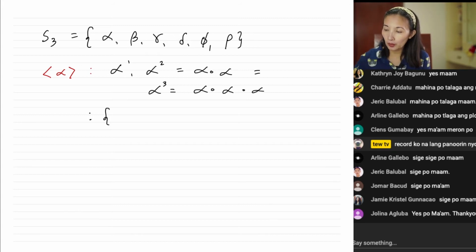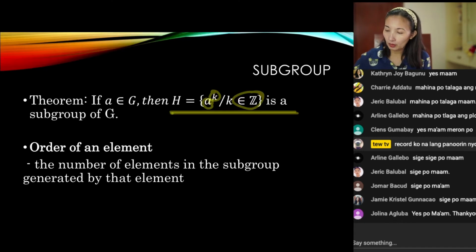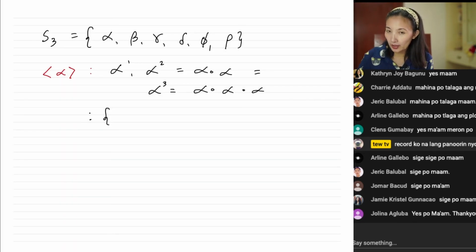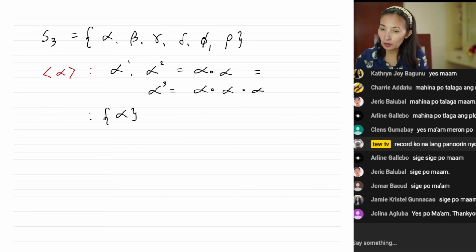Let's go back to our table. Going back, alpha circle alpha is alpha. So this will generate the element alpha only, because if we proceed to alpha to the third, meaning alpha circle alpha circle alpha, then you'll end up with alpha circle alpha, which is alpha.